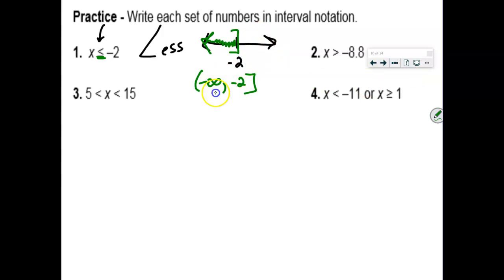They don't like that. So negative infinity is a conceptualization of going on forever. It's not actually a place you can land, therefore you can't put a bracket on it, right? Infinity, same idea. You can't get there, so you got to use parentheses.